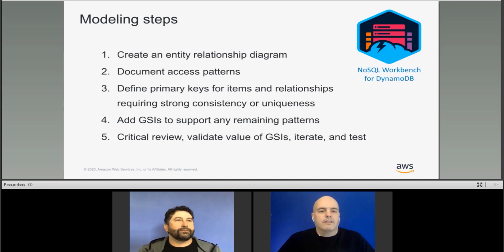And then finally, build it. Try it out. Build it in the workbench. Deploy it. See how it works. Try your access patterns. Make sure they work. Look at the return consumed capacity so we know how expensive different types of reads and writes are. And rinse and repeat. Those are the 5 steps.